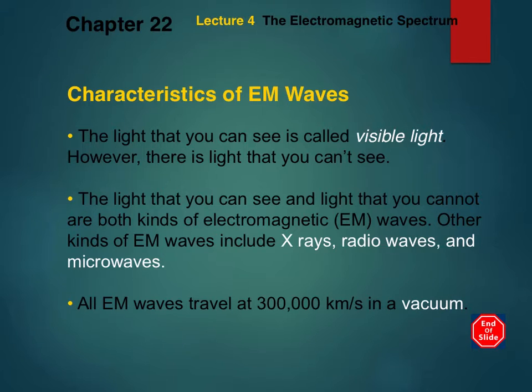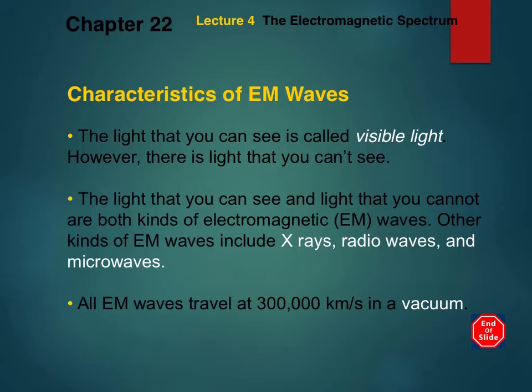But there's a lot of light you can't see, so we call all the waves that we can and can't see EM waves, or electromagnetic waves. So if you think back to the previous chapter, these waves, remember, are made up of electric fields and magnetic fields, sort of alternating, right? They kind of go perpendicular to one another. So there's lots of different kinds of waves. X-rays, radio waves, microwaves, those are all EM waves.